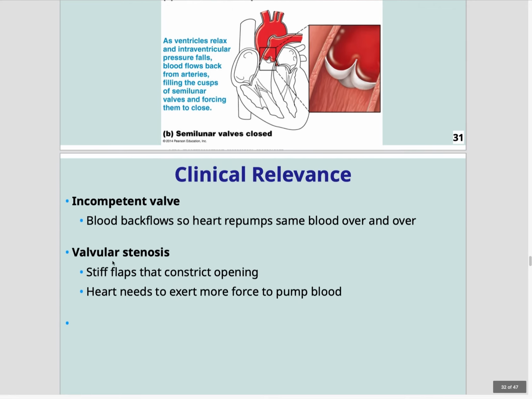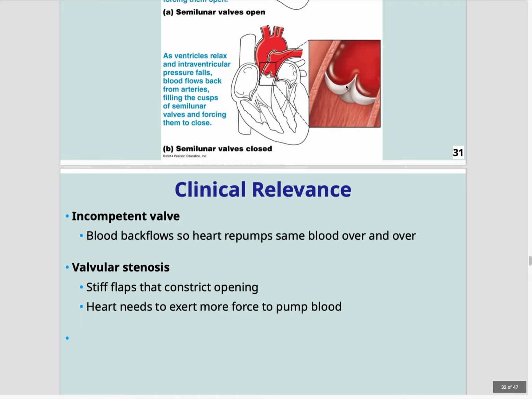And valvular stenosis sounds like the opposite. It is essentially when those valves are not opening properly. Those stiff flaps often constrict the opening, preventing the valves from opening properly. And so what that means is the heart needs to work harder in order to pump the same amount of blood, because it's now pumping against greater resistance because of the smaller exit. These sound like opposite conditions, but in reality you can have both.